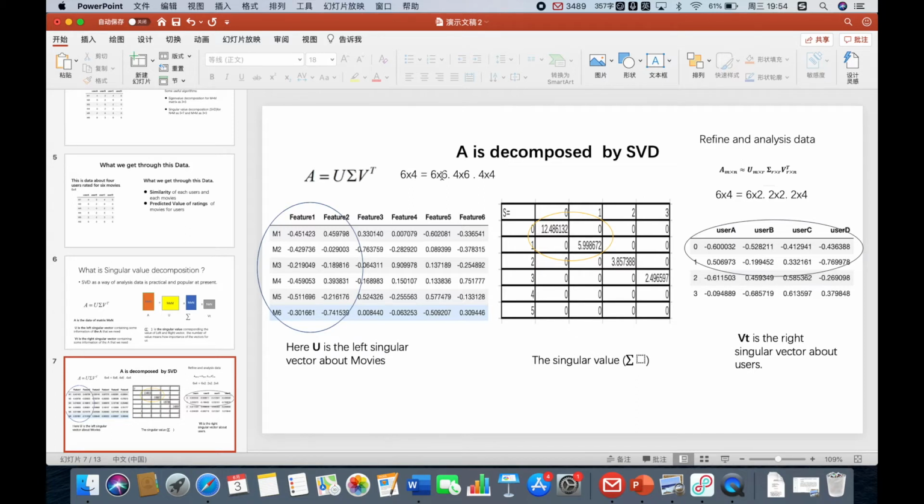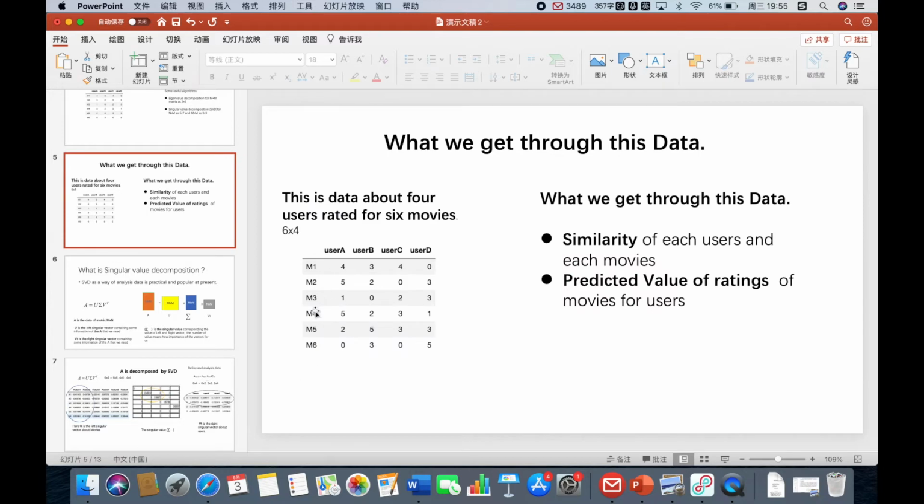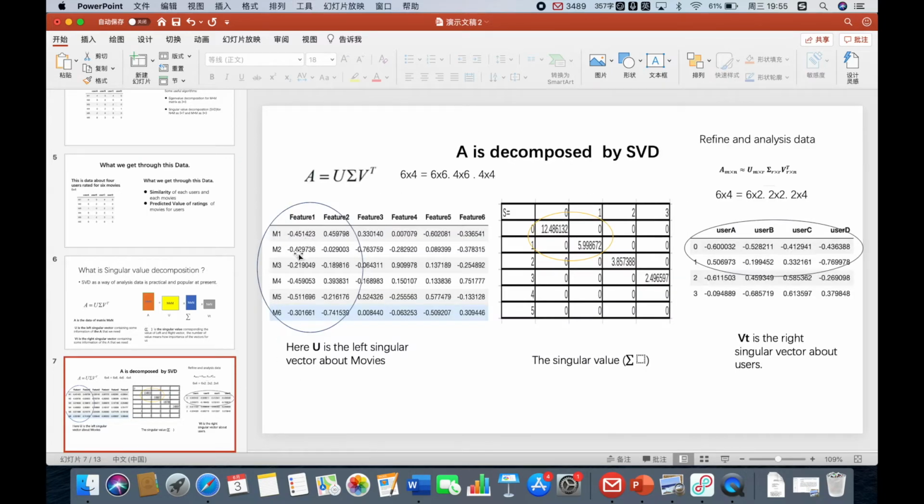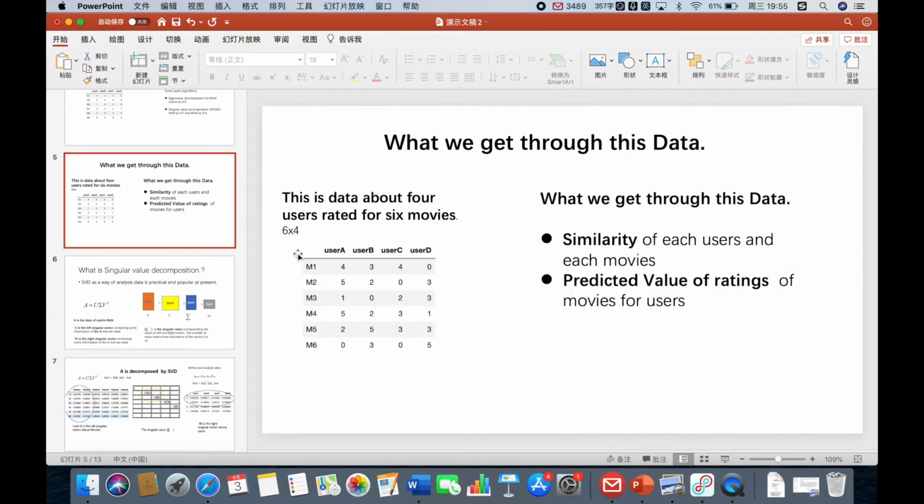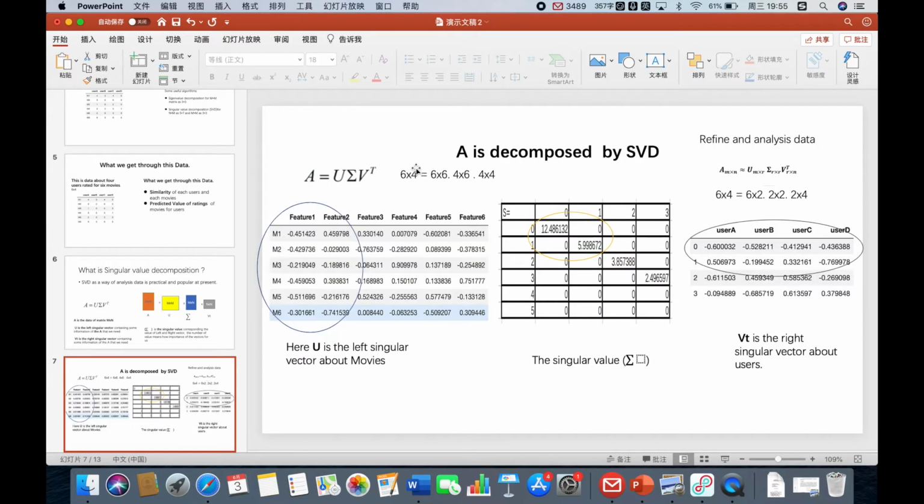So we can get the first one, the left singular vector. Here it is 6 by 6. Sorry, my fault, it is 6 movies here, so it's 6 by 6. This means the left singular vector is about movies, and the right singular vector is about users. Here are 4 users, so 4 by 4, carrying 4 features.